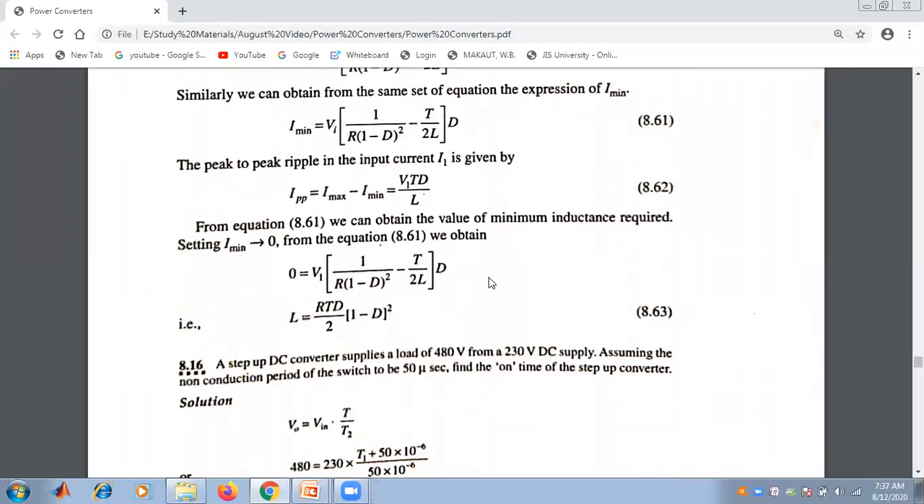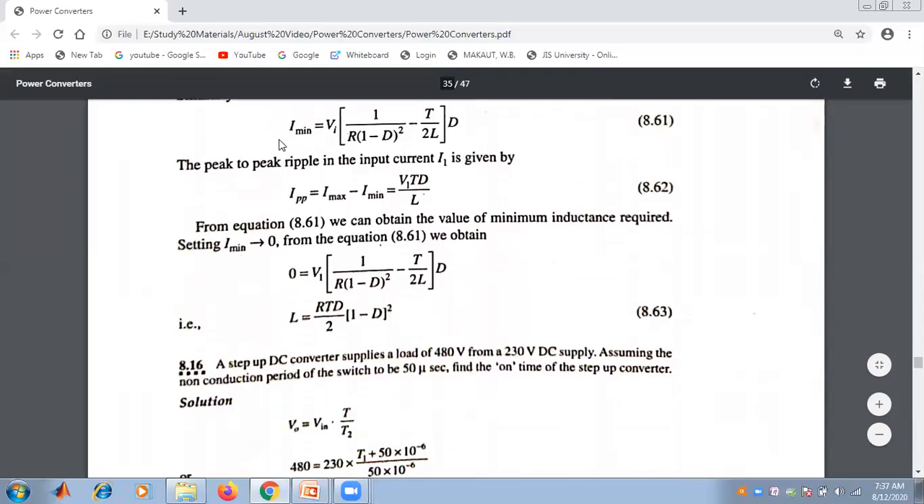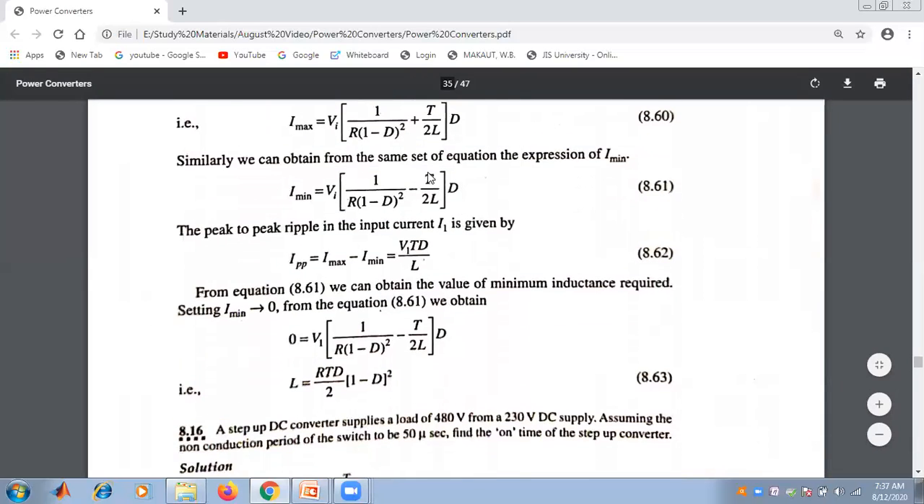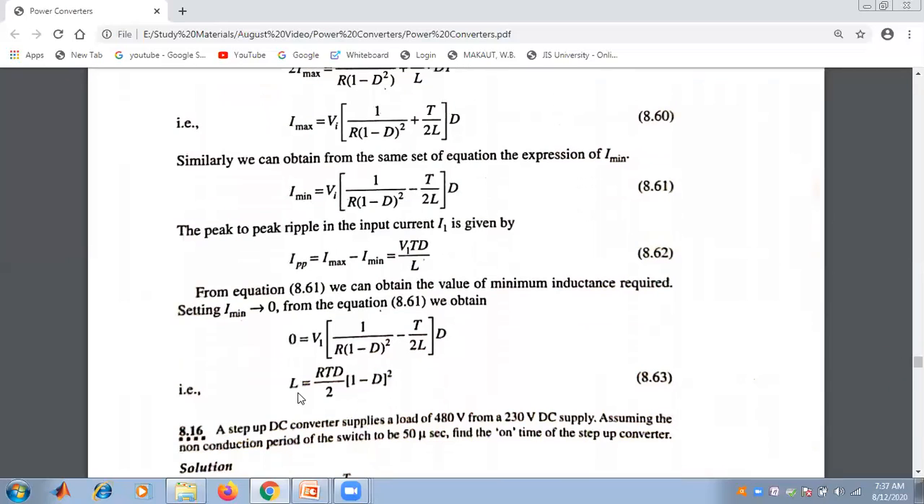And if you want to obtain the value of the minimum inductance that is required, that means I min tends to 0. So this value now tends to 0. If this value tends to 0, the value of inductor that we will get is L equal to RTd by 2 into (1 minus d) square. That is the minimum inductance that is required.